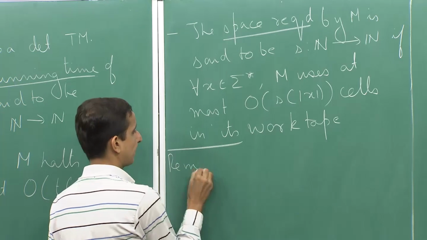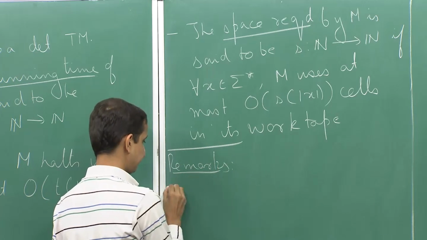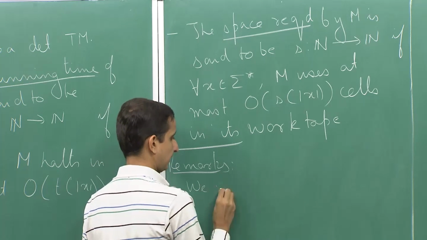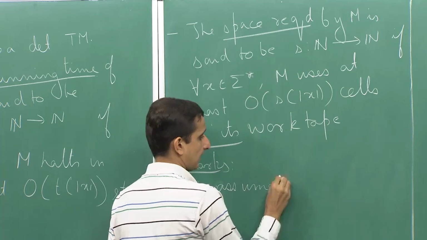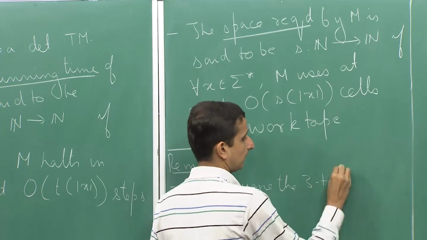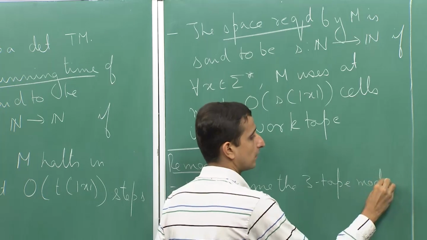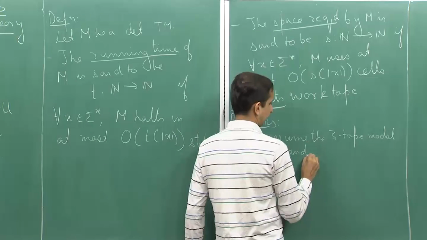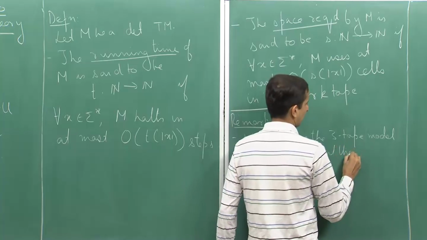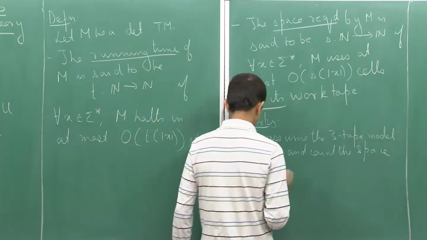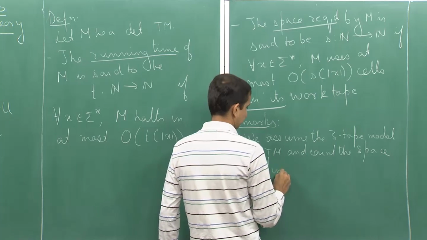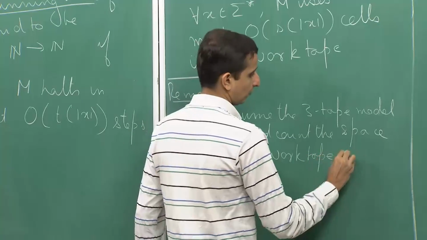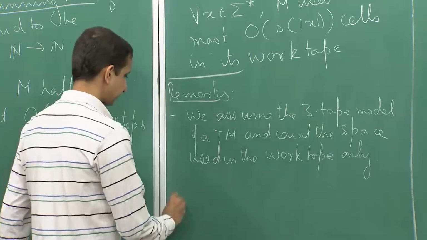So, remarks. So, let me quickly mention what I said. So, we assume the 3 tape model of a Turing machine and count the space used in the work tape only.